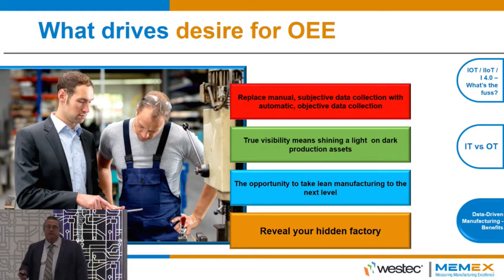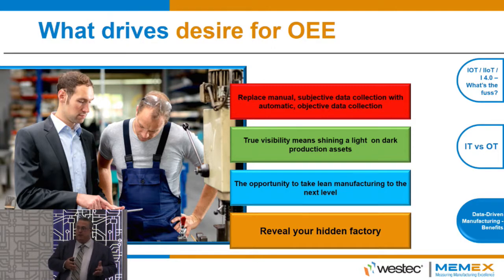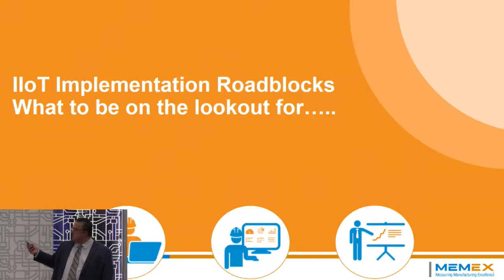And we say reveal your hidden factory. As I said earlier, most companies think they're 60 to 65% efficient. The actual number is sub 35%. So there's a huge opportunity just to strip out the inefficiency that exists without having to do a lot of special things or difficult things.